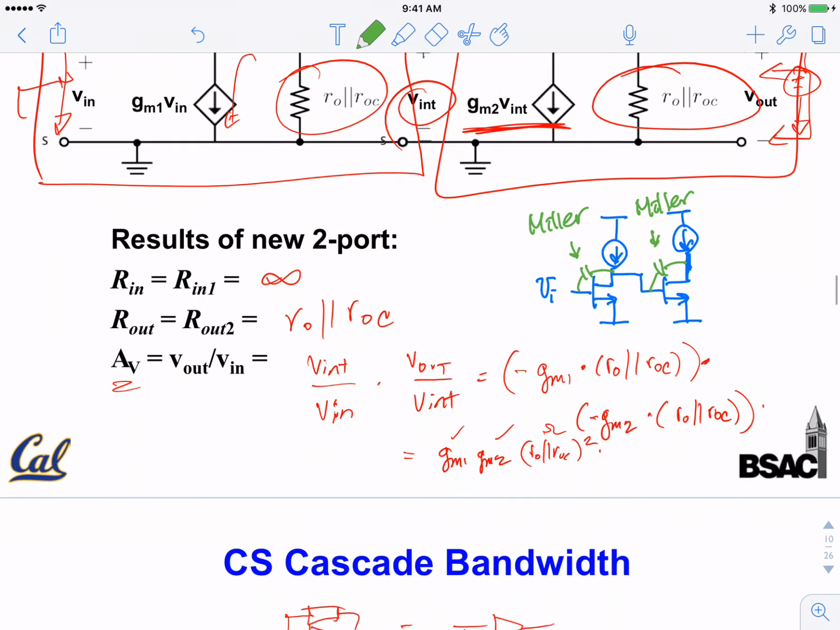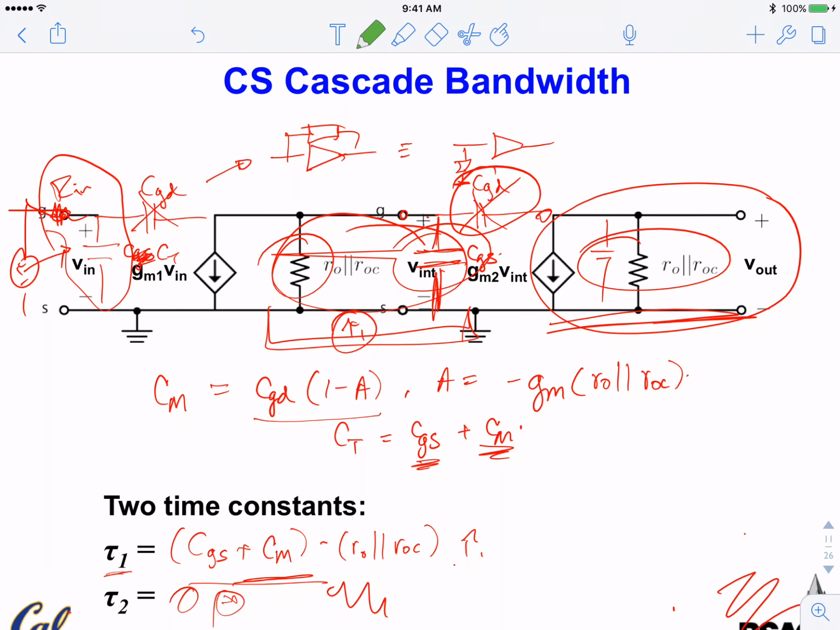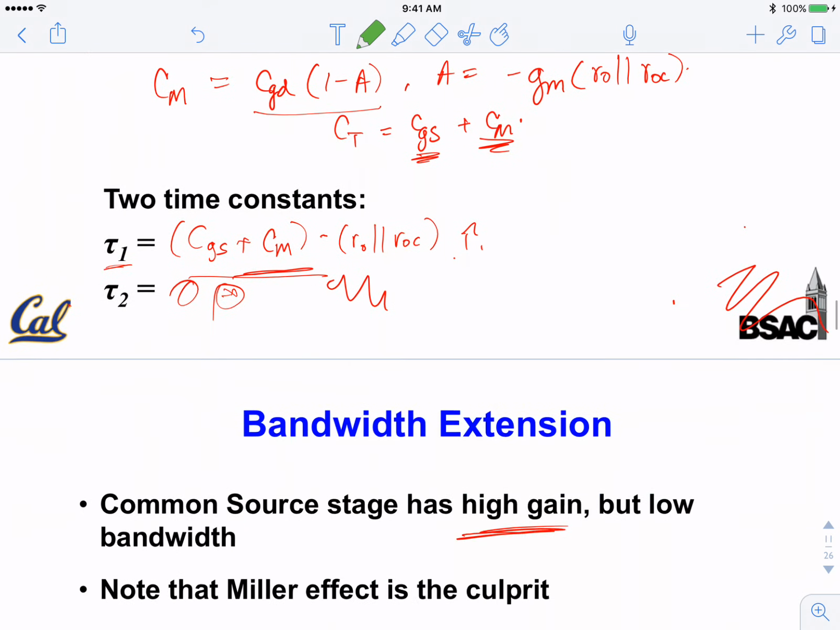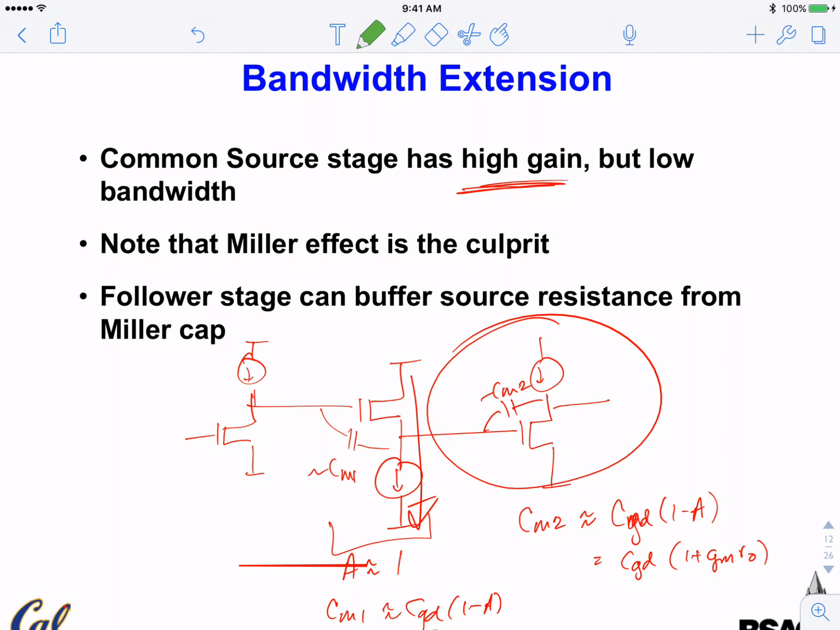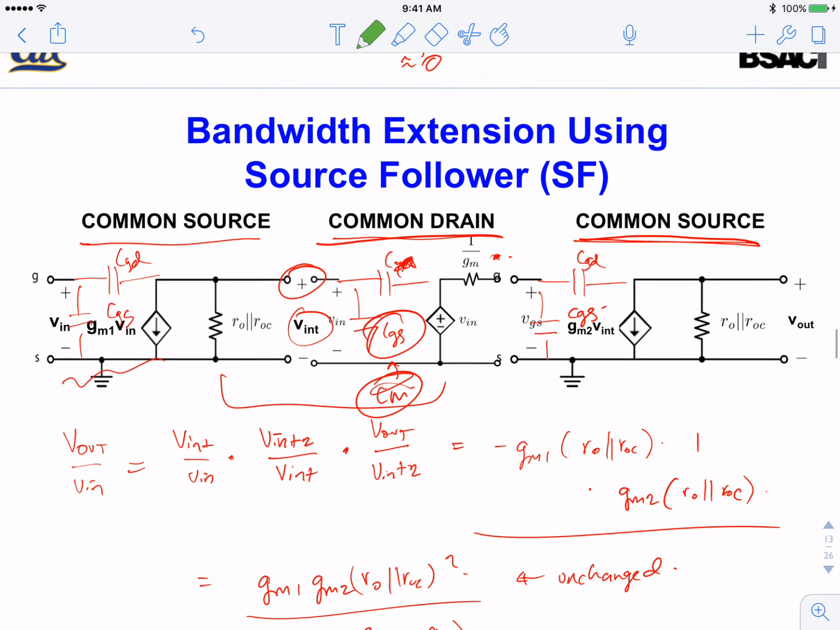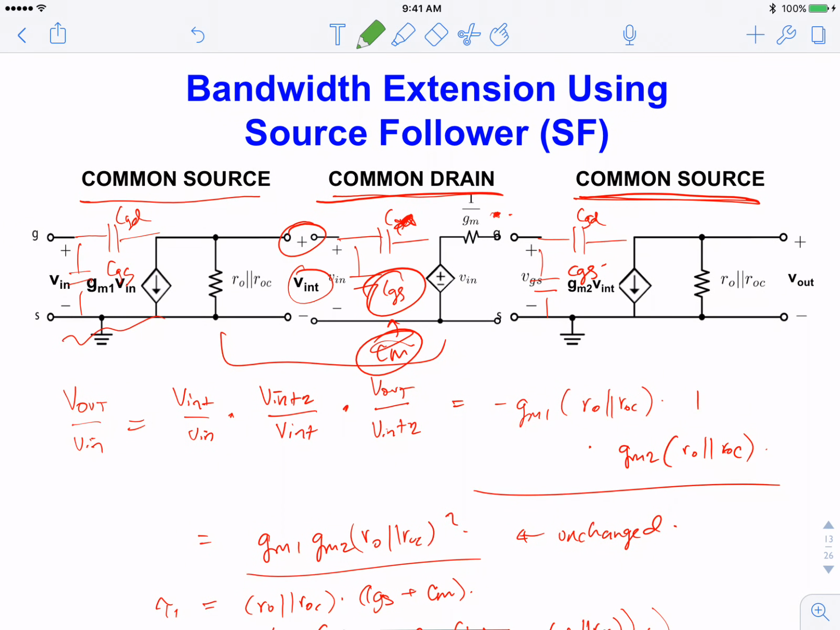So this is not a particularly elegant design because of the bandwidth problem. Okay. So there are various ways to extend the bandwidth but achieve the same amount of gain, right? So one of the tricks is to insert these common drain stages here. Here we still maintain, so this is a three-stage structure.